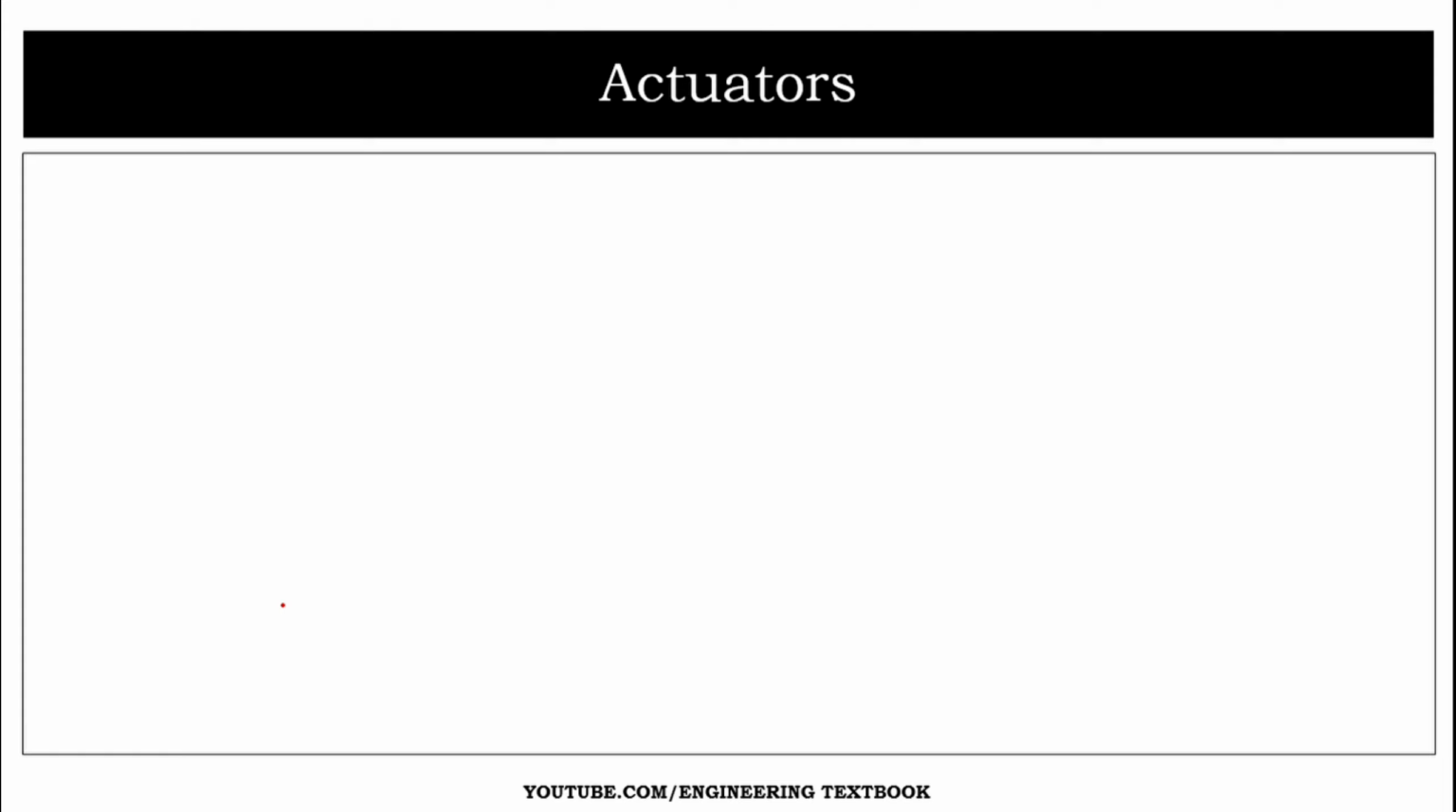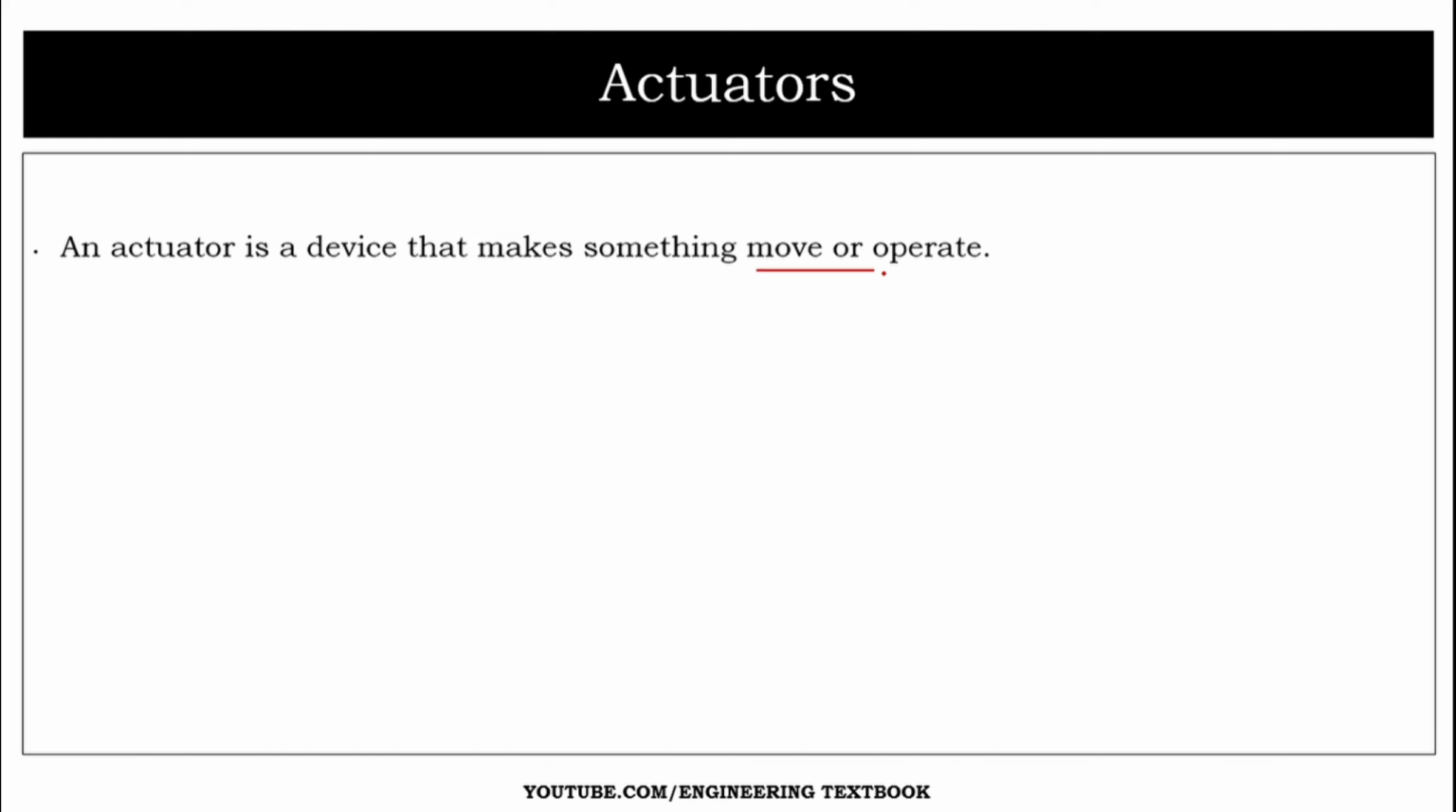So our today's topic of discussion is actuators. An actuator is a device that makes something move or operate. So in hydraulic and pneumatic circuit, actuator is a main component of the circuit. So it is very important for drawing the circuit. Every one of us takes advantage of at least one actuator every day. So let us look at some examples of actuators.